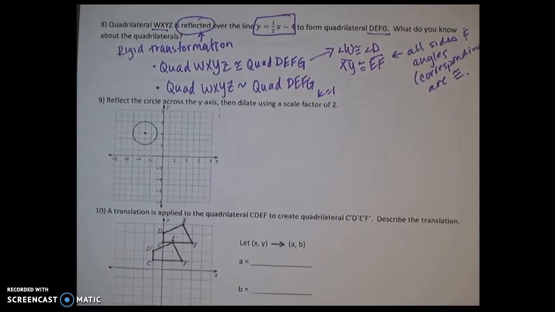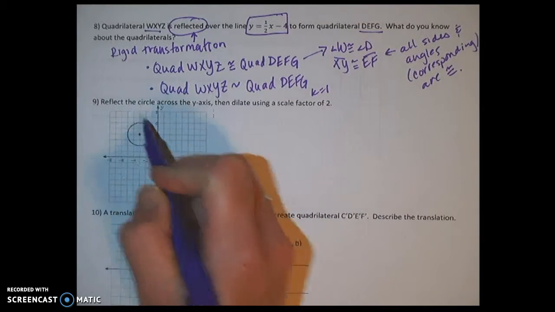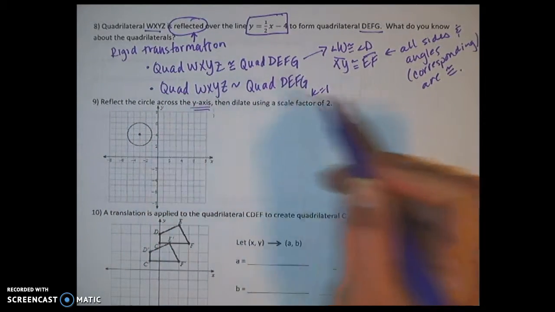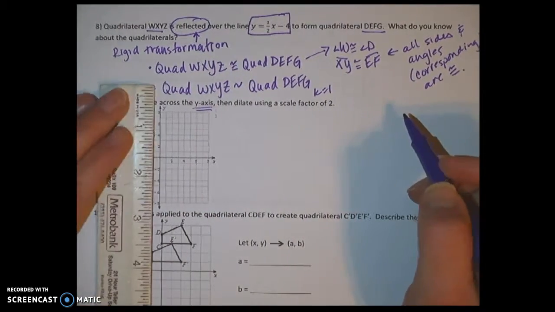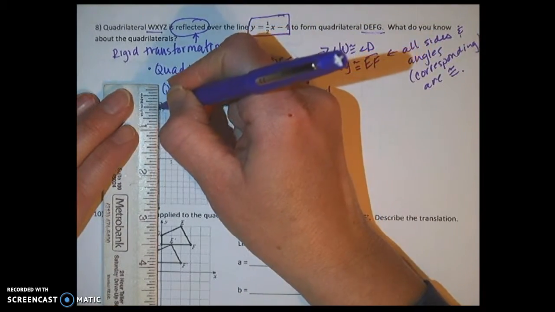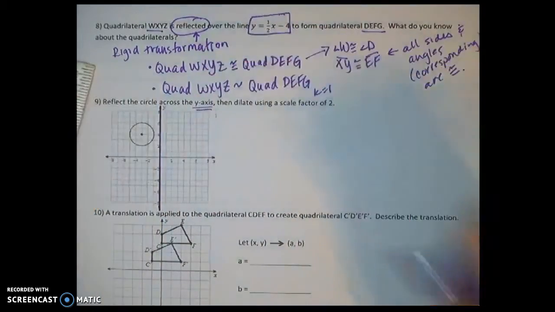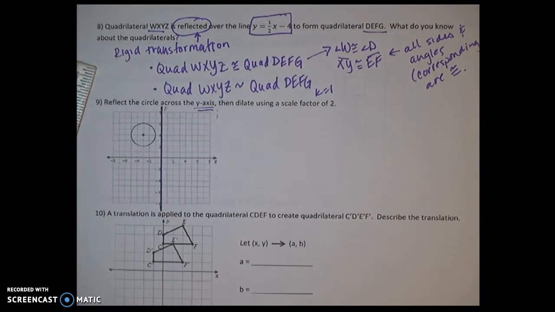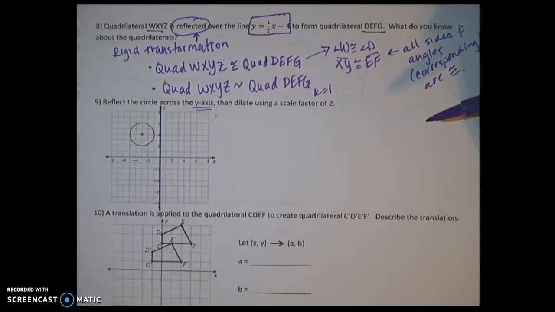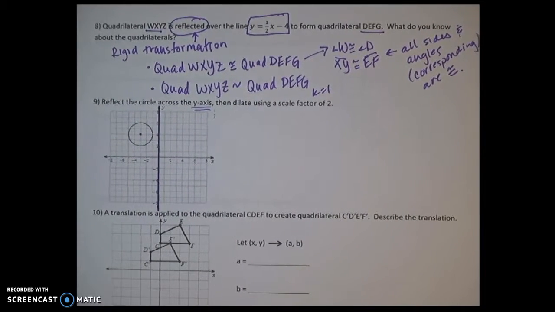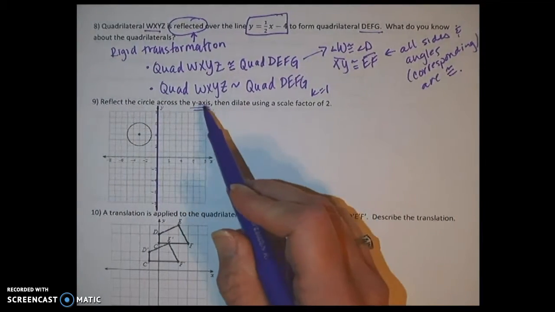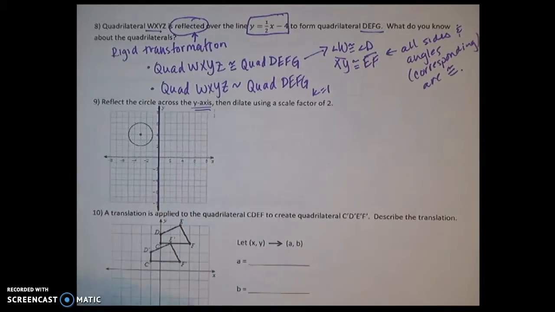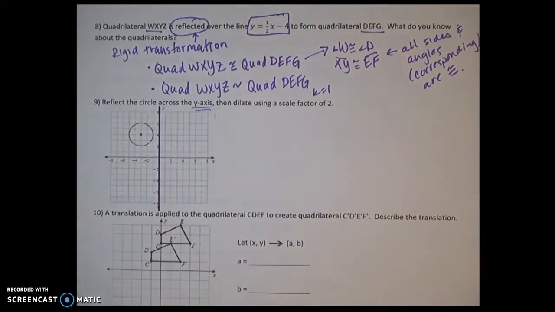Moving on to number 9, reflect this circle right here, across the y-axis. We did a lot of y-axis in here. There was no x-axis. Obviously, it works the same way. I apologize that there wasn't any of that on any of these problems, and I'm not sure that there's going to be. We are supposed to reflect it, and then we are going to dilate it. So the first thing I'm going to do is reflect it.